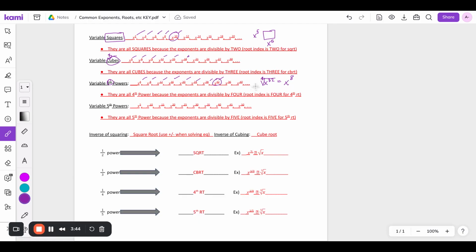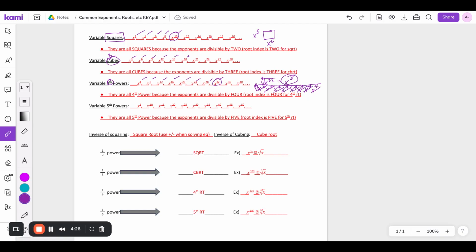I mean, you could write the fourth root of x to the 4, 8, 12, 16, 20, 24, 28, 32. And how many x to the 4ths do I have in here? 1, 2, 3, 4, 5, 6, 7, 8. There it is. Bam. X to the 8th.